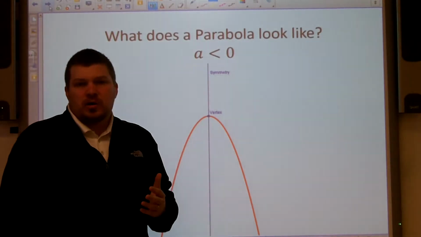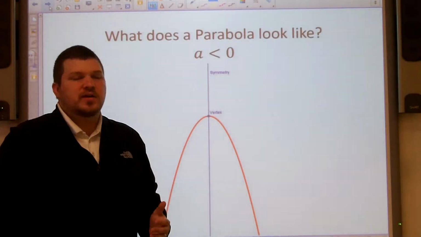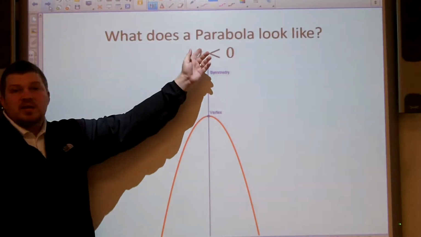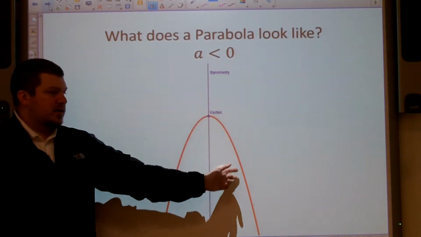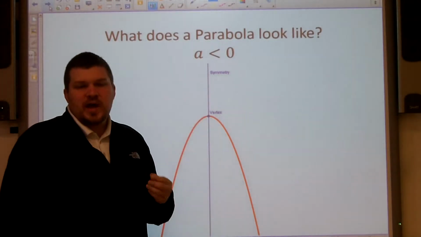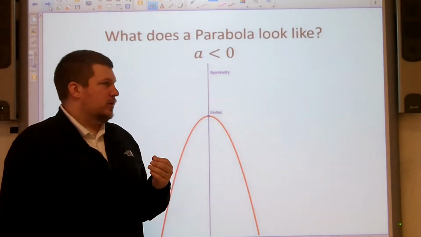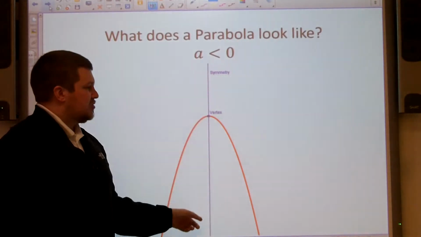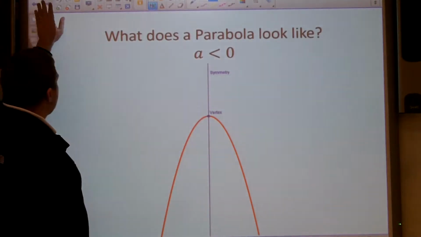If in our quadratic function y equals ax squared plus bx plus c, a is negative, then our parabola is going to open down, and our vertex is going to be the maximum point, or the highest point on our graph. Again, the axis of symmetry always goes through the vertex.